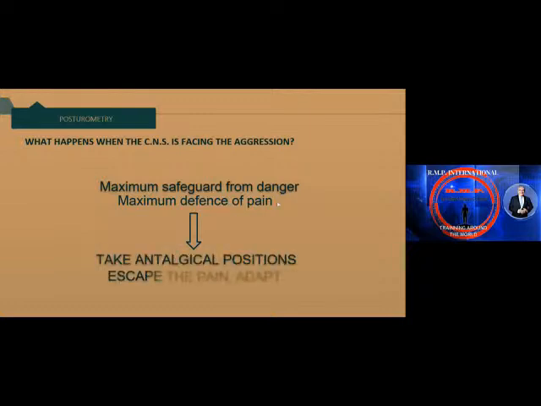What happens when the central nervous system is facing some aggression? Safeguard from the danger. What do I mean? If I have pain, if I have some problem on the right, my body will go to the left, and chronically will affect the left. Maximum defense of pain. Always take the antalgic position. Escape from the pain. Adapt. And we see that in the posturometer.